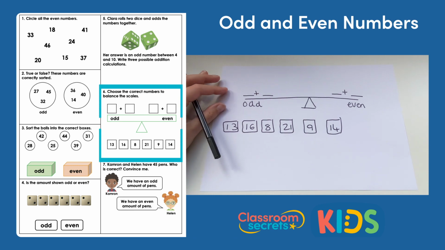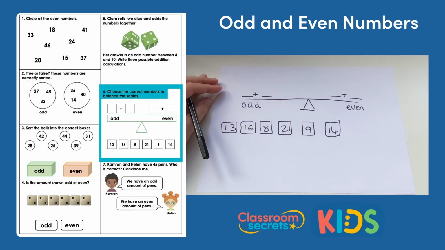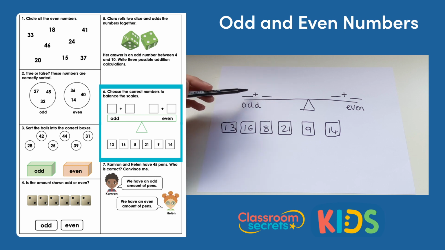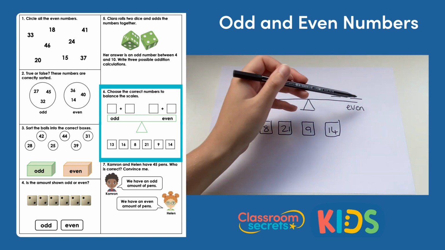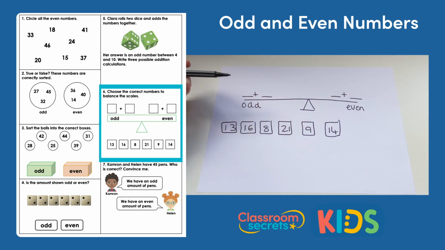Question 6. Choose the correct numbers to balance the scales. So, we need to have calculations that give the same answer. The left side needs to use odd numbers and the right side needs to use even numbers. So, at the left-hand side, the odd numbers, it could be 13, 21 or 9 because they're all odd numbers. At the right side, it could be 8, 16 or 14 because those are the even numbers.